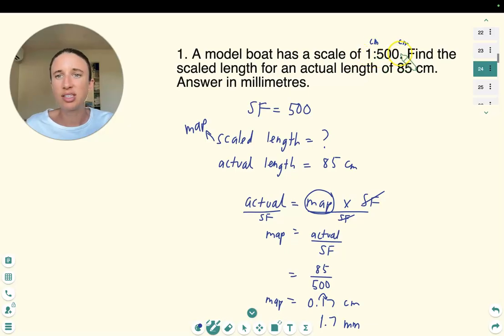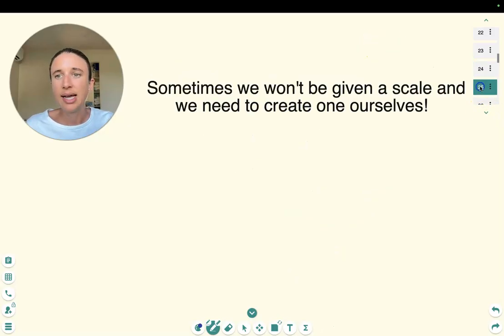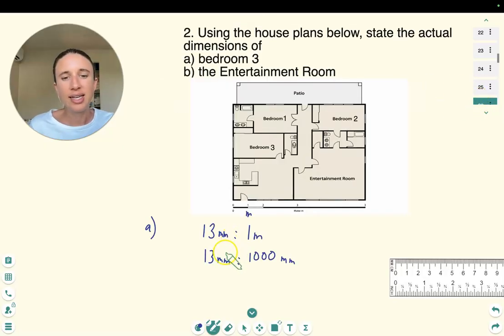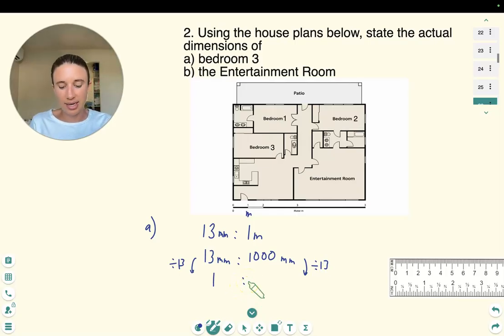And then remember what a scale looks like? It's got that 1 on the left-hand side. So you want the units the same on either side and you want a 1 on the left-hand side. How can I get a 1 on the left-hand side? To get 1, you're going to need to divide the number by itself. 13 divided by 13 is 1. And what I do to one side, I do to the other. So that's how we're going to get our scale. 1,000 divided by 13 is 76.92. Let's just say 76.9 should do, okay? So that is our scale.